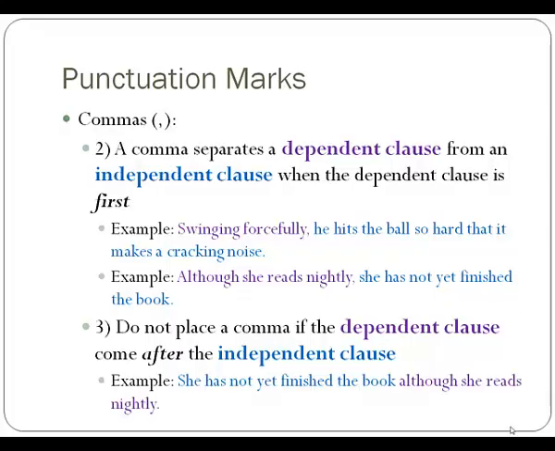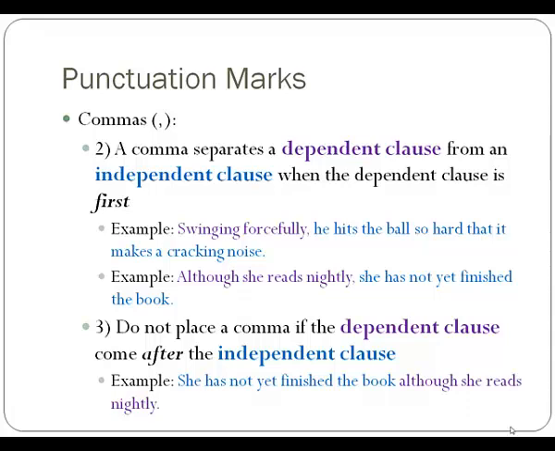Comma, number 2. A comma separates a dependent clause from an independent clause when the dependent clause is first, and this is really important. Let's look at the examples, because it's when it's first. A dependent clause is a group of words that can't stand on its own. Example: swinging forcefully, he hits the ball so hard that it makes a cracking noise.